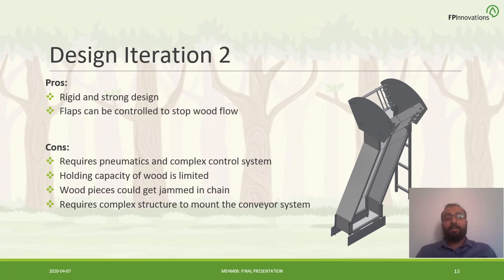The cons involved the use of pneumatics because they are a really complicated system, and implementing them would be extremely expensive and complicated. The capacity of holding firewood would be limited. The wood pieces could get jammed in the chains of the conveyor, and they could get shredded by the conveyor as well. And lastly, it requires a complex structure to mount the conveyor system as well.